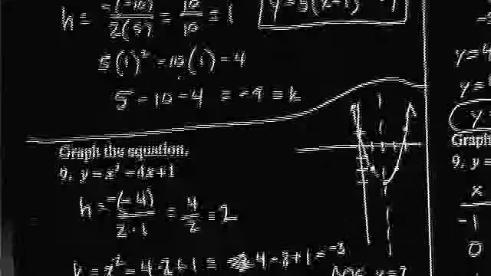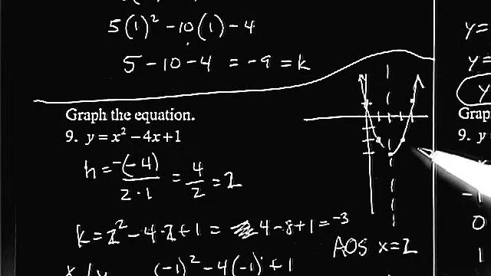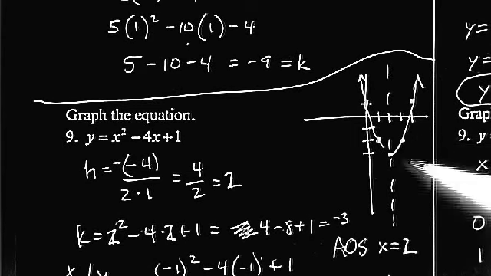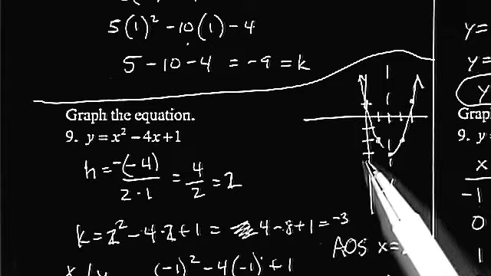As you can see on my question 9, here's my real graph right here. It has a vertex at 2, -3. And then everything is based on that axis of symmetry of x equals 2, and picking x values on either side, like 3 and 4 and 1 and 0.